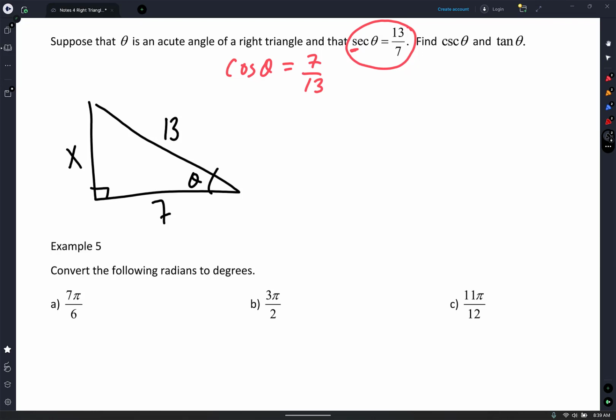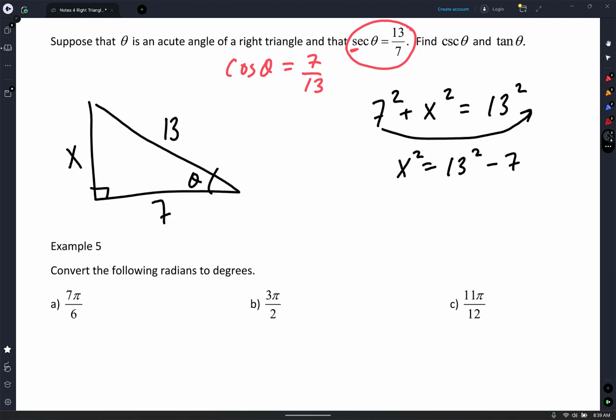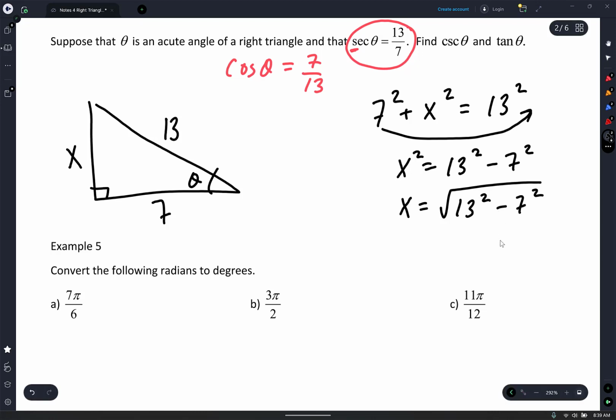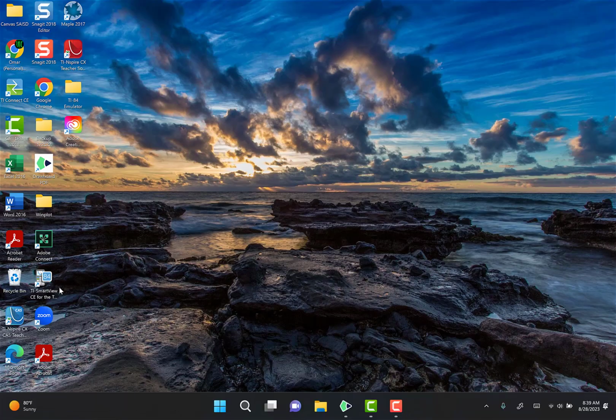So here we go. I'm going to go 7 squared plus x squared equals 13 squared. I'm going to move the 7 squared to the other side. So x squared equals 13 squared minus 7 squared. And I'm going to square root it. So the square root of 13 squared minus 7 squared. So I take my calculator, and I'm just going to do the 13 squared minus 7 squared in case it's not a perfect square root.